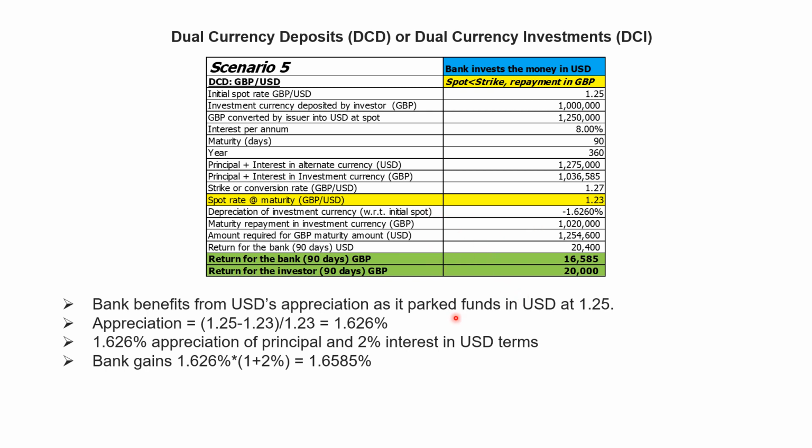The bank benefits because it parked the funds in USD at 1.25, which was the initial spot price, and the USD appreciated by 1.626% with respect to the initial spot price. The appreciation is calculated as follows: 1.25 minus 1.23 divided by 1.23, which is equal to 1.626%. The bank benefits from the 1.626% appreciation of the principal and the 2% interest in USD terms. Therefore, the bank gains 1.626% into 1 plus 2%, which is equal to 1.6585%.